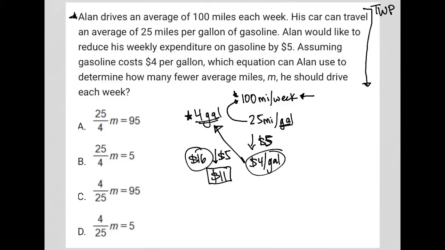Which equation can Alan use to determine how many fewer average miles? So I'm assuming the M is for miles here. Yes, M. How many fewer average miles he should drive each week. So we know that he's doing 100 miles. We have 25 miles per gallon. I think I would try to make this real to me.